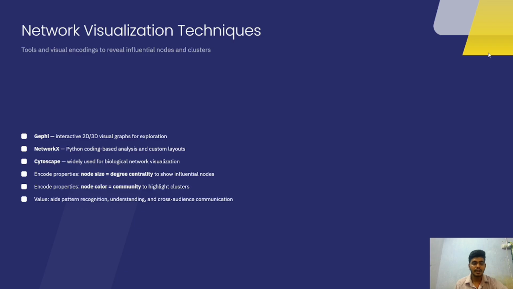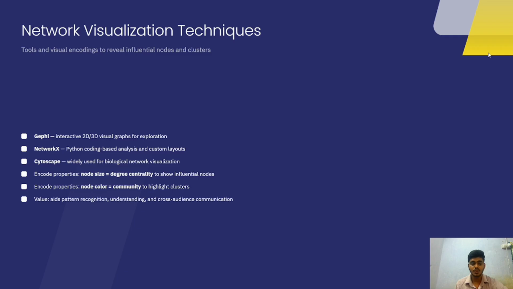In visualization, we use different layouts such as force directed layout, where nodes move naturally to show clusters, and circular layout, which shows equal relationships around a circle. Next is color encoding and node size, which highlight important nodes or communities. Visualization adds value because it improves pattern recognition, understanding, and communication across different audiences.